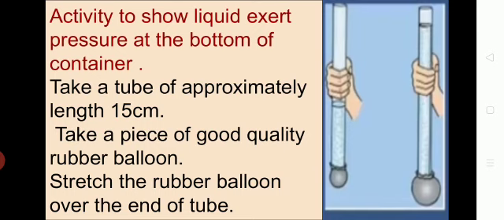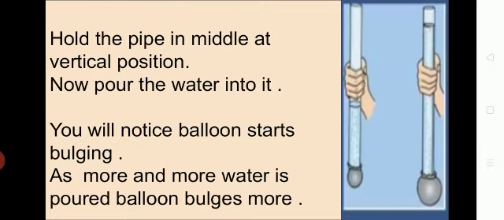Activity to show that liquid exerts pressure at the bottom of a container. Take a tube of approximately 15 cm length. Take a piece of good quality rubber balloon. Stretch the rubber balloon over the end of the tube. Hold the pipe in the middle in a vertical position as in the figure. Now pour water into it. You will notice the balloon starts bulging.